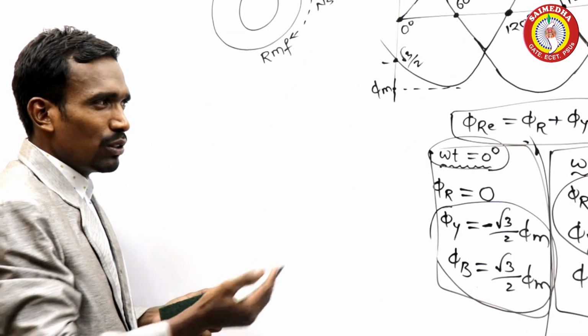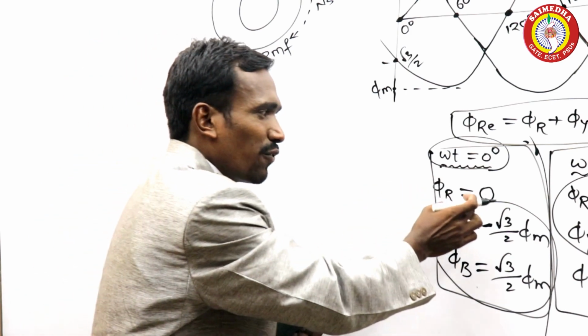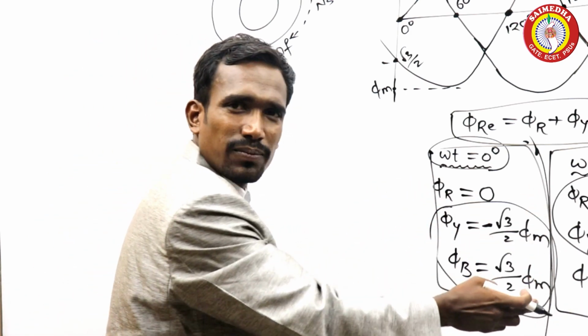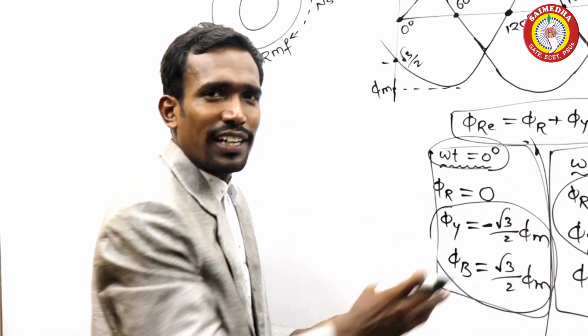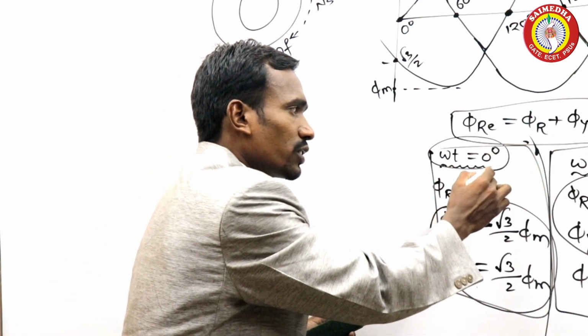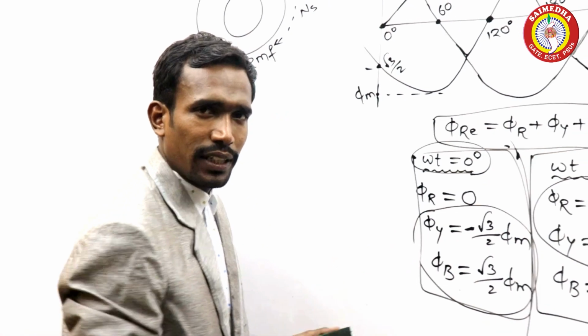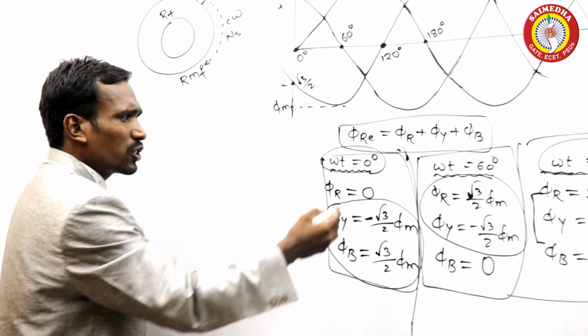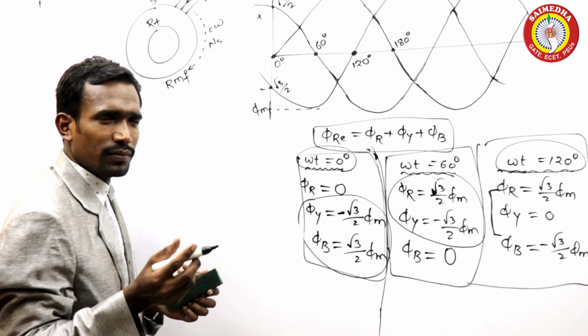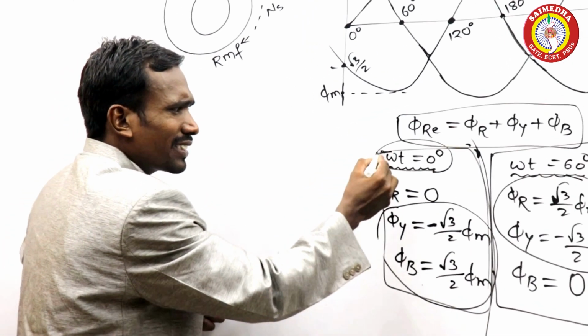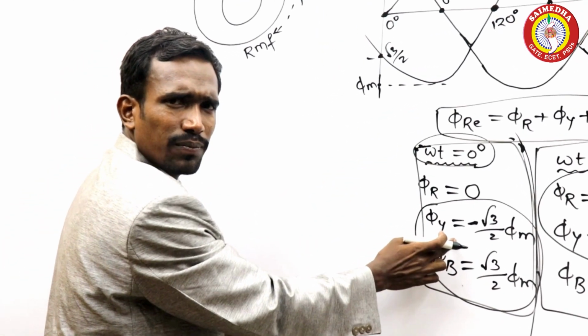Okay. Now, we just wrote the values of each phase at different instants, at omega t equals 0, 60 and 120. Now, let's do here. What is our aim? To find out the resultant flux. Right? Let's draw the diagram for this first of all.